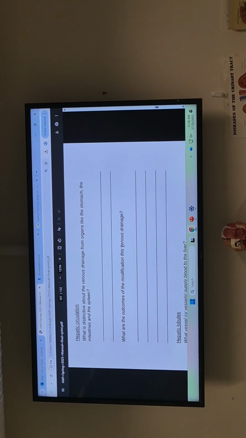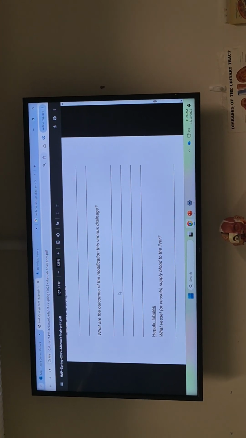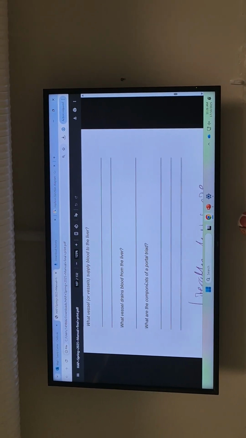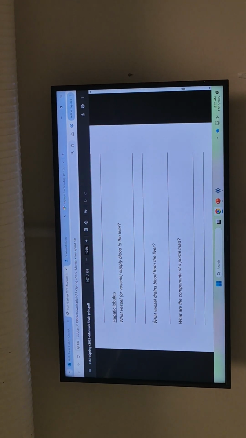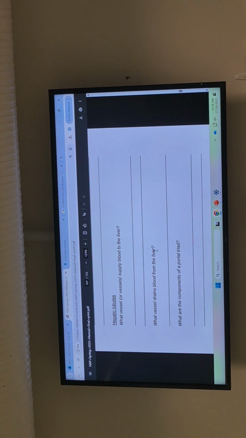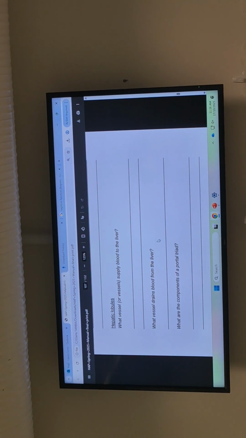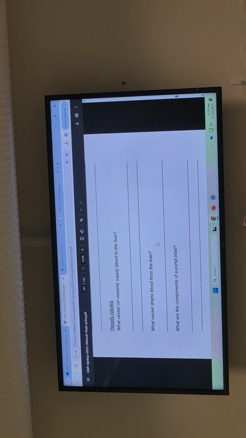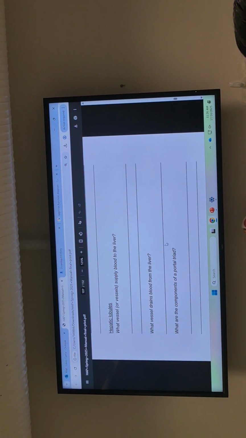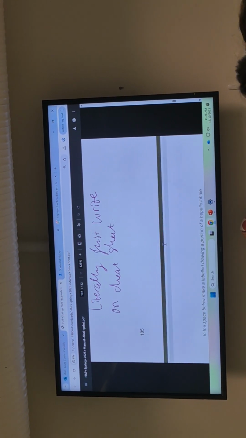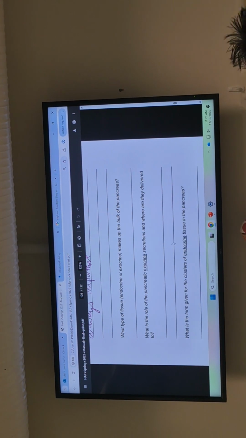Okay? So you just need to list that down, and there's only a few of them anyway, so it's not too bad. So what vessel supplies blood to the liver, what vessel drains blood from the liver. It's very similar to kidneys and stuff. You just need to know which vessels the blood is going through. Literally just write it on your cheat sheet.